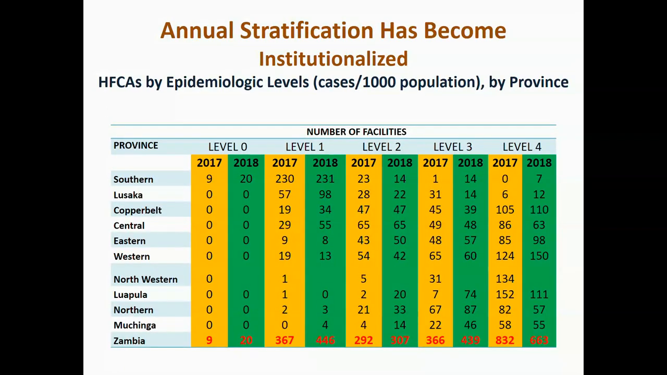This is an example of a stratification that was done at provincial level. So the numbers represent health facility catchment areas in that particular level. For example, in Southern Province in 2017, there were 9 in level 0. As of 2018, that number increased to 20, and so on.